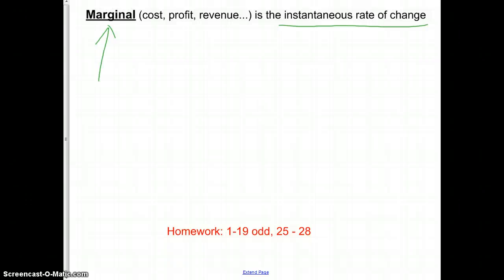So you do the same type of problem. You'd have a function, you'd do the limit as h approaches 0 of the difference in y's over the difference in x's. All right, that is it for this video.